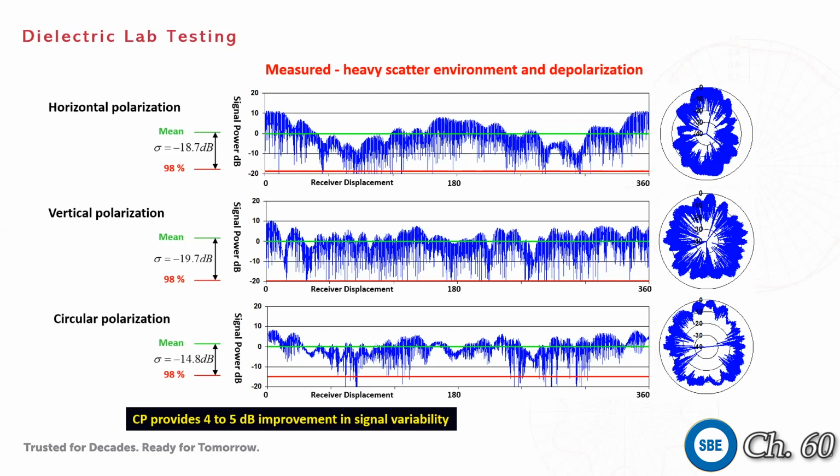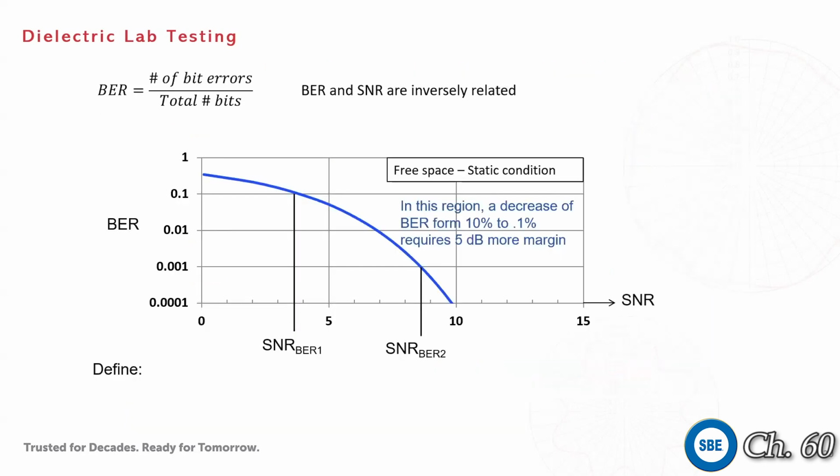And the pushback was, well, you're just looking at the signal to noise ratio. That's not applicable. We don't care about that anymore. We care about bit error rate. Okay. Well, first, bit error rate and SNR are inversely related. As your SNR improves, your bit error rate goes down.